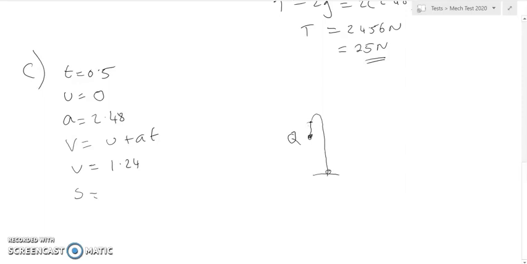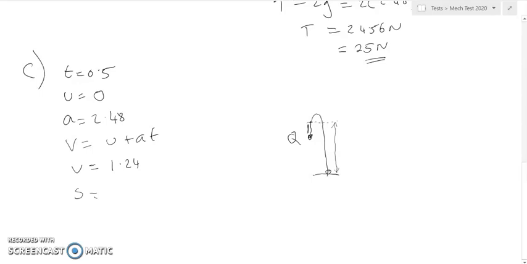So in that first half a second, in this bit here, we want to know how far it's traveled, okay? Because we want to then work out how high up is it, so that then we can calculate the second bit, how long it takes to travel downwards. Okay, so S.